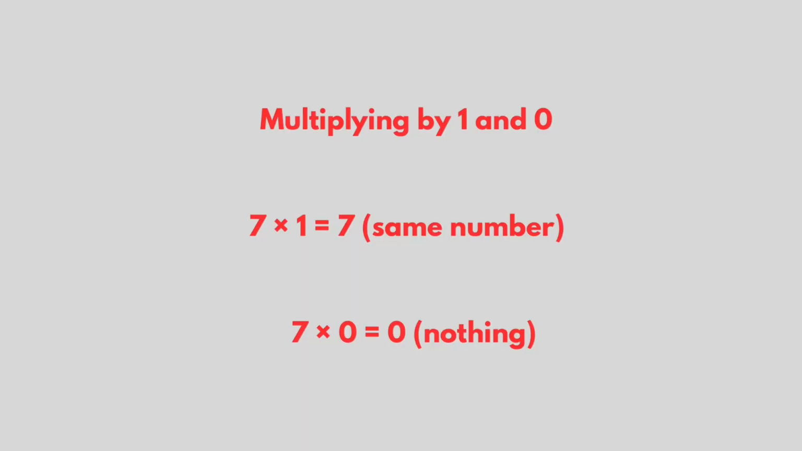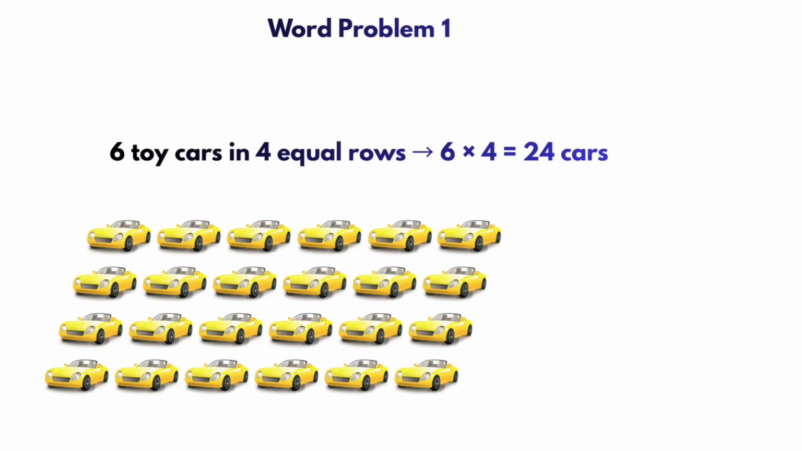Okay, multiplying by 1 and 0, what makes the difference? If we multiply a number, suppose 7, multiply 1, it gives us the same number. And if we multiply 7 by 0, it gives us nothing. The answer will always be 0. We have a word problem here. We have 6 toy cars in 4 equal rows.